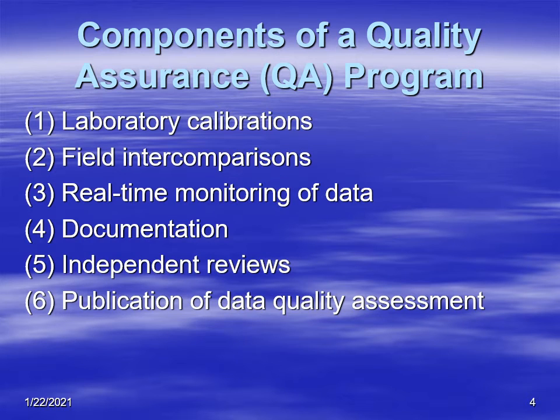There are 6 steps or 6 components of a quality assurance program. They are laboratory calibrations, field intercomparisons, real-time monitoring of the data, documentation, independent review, and the publication of data quality assessment.